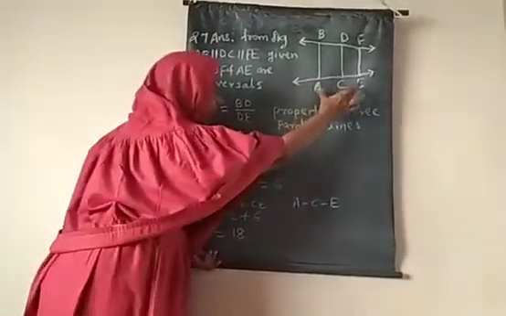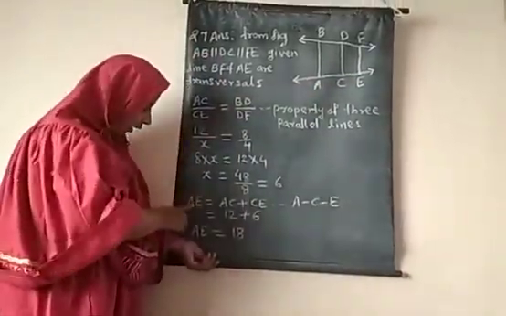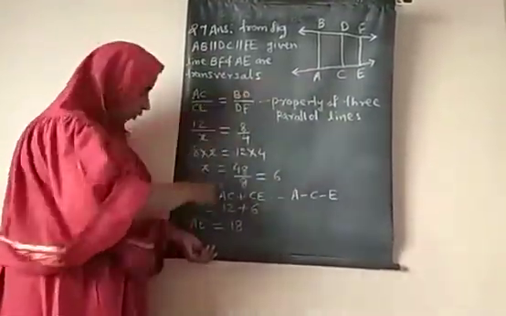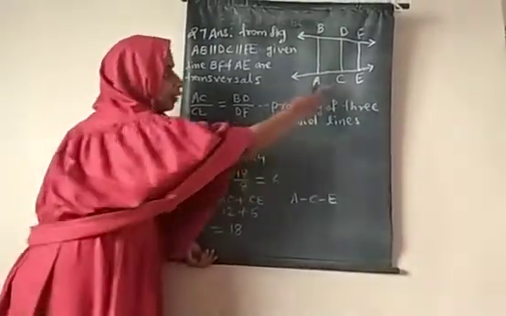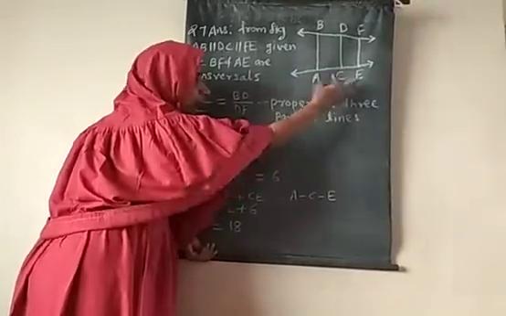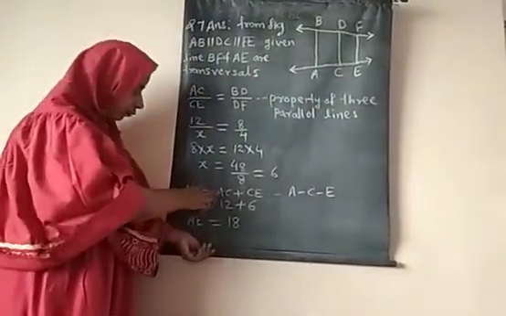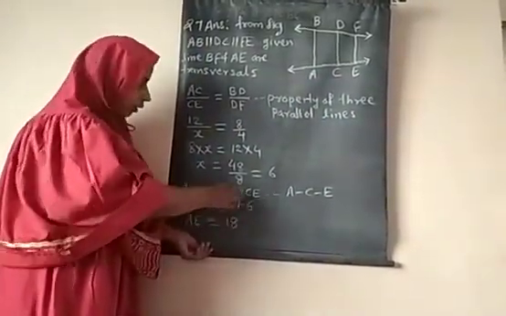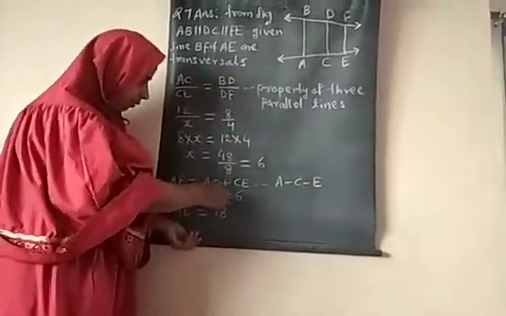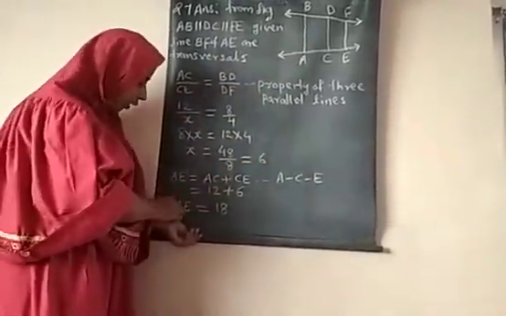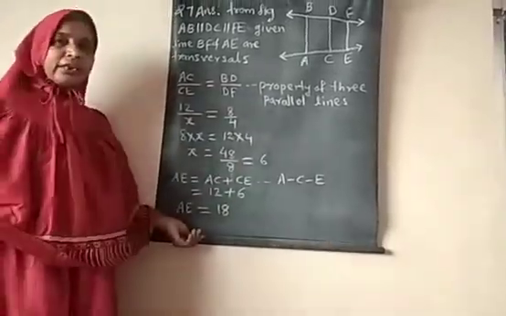Now, we are going to find AE. So the second sub question in this question is to find AE. AE is equal to AC plus CE. When we join these 2 segments, AE is formed. Therefore, AC is given as 12. CE, that is X, we just found to be 6. 12 plus 6 gives 18. Therefore, the length of AE is 18 units.